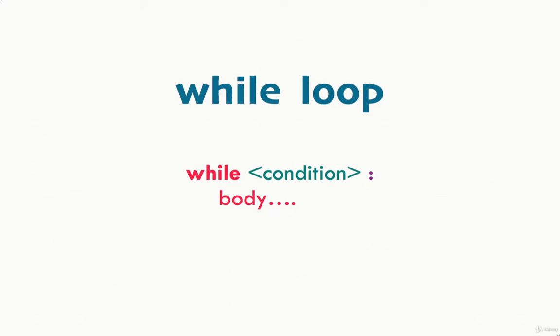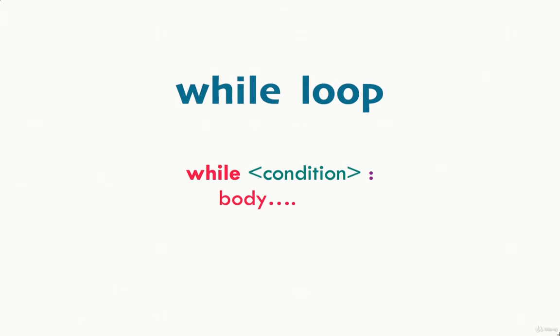In this session, we will learn about while loop. While loop is another form of loop. While loop starts with the keyword while followed by a condition that needs to be true for while loop to execute the body of loop. So as long as the condition is true, loop will continue, and as soon as the condition becomes false, while loop will stop.